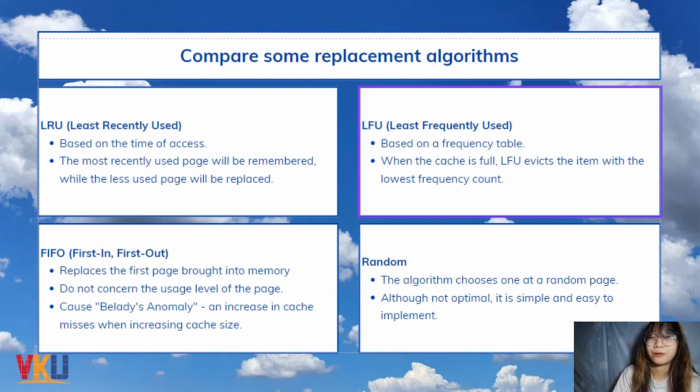The last replacement algorithm I want to mention today is the random. The random algorithm chooses a random page and then evicts it from the system when the cache is full. Although this is not optimal, it is simple and easy to implement.